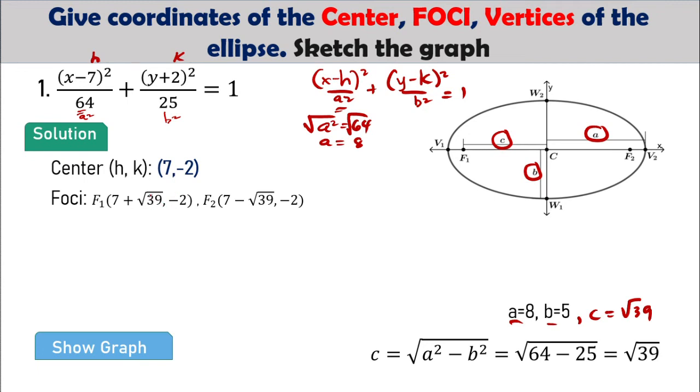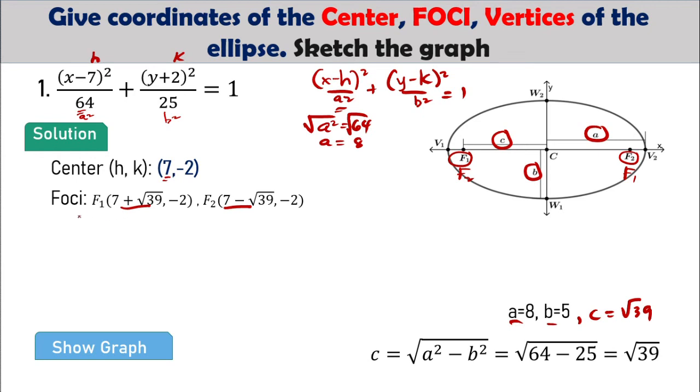What do you call this one? The abscissa. Yes, this is the abscissa. Since there are two foci, F sub 1 and F sub 2 can be interchanged. In this particular problem, this is our F sub 1 and this is F sub 2. We added the square root of 39 to the center. This is the center, and 7 is the abscissa of the center, or the H.